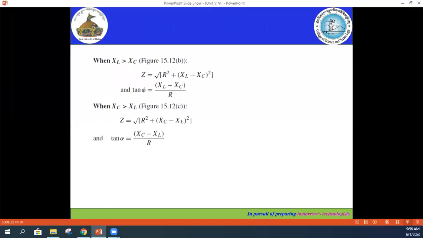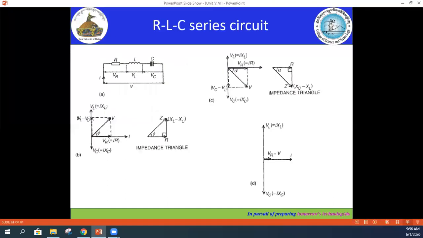Now, in order to calculate the magnitude of this V, we have three cases. The first case is when VL is greater than VC. The second case is when VC is greater than VL, and the third case is when VC is equal to VL. This is the first case: VL is greater than VC, so we have the voltage triangle in the first quadrant here.